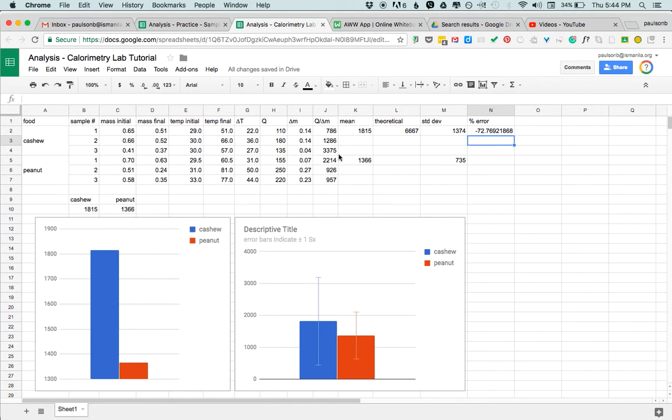So there you have it. That's the fourth and final installment. You should by now have all of your data processed. You should have means and standard deviation statistics. You should have a graph and percent error calculated for your data. That's a lot of data crunching for one day.